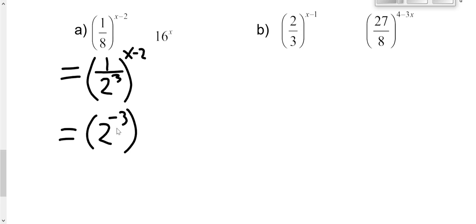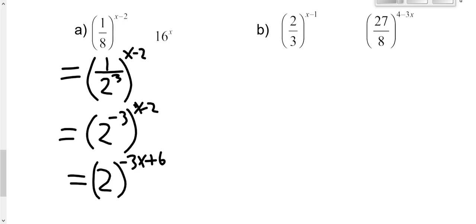Anyway, so let's continue. X minus 2. Now I can distribute the exponents. Okay, so 2 raised to the power of negative 3x. Negative 3 times negative 2 gives you plus 6, like that. Okay, and then this one, I'll just move this.